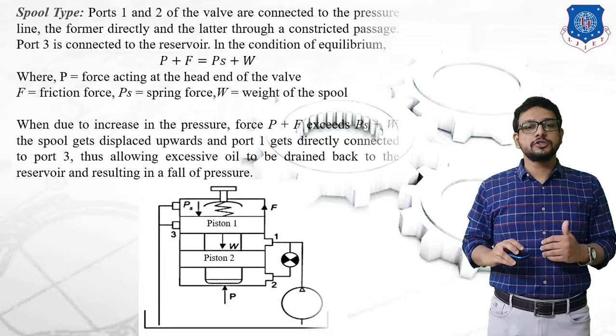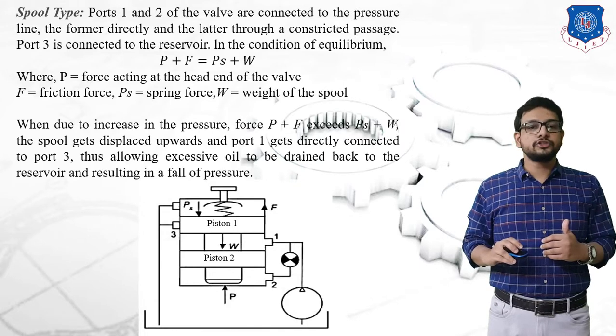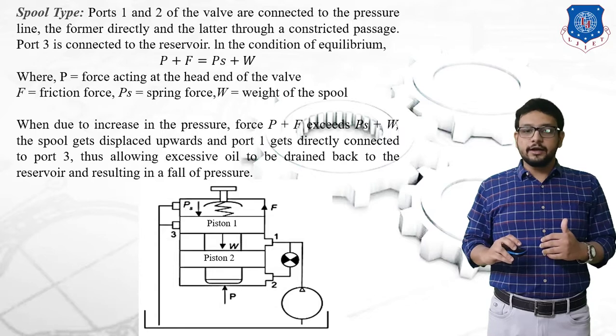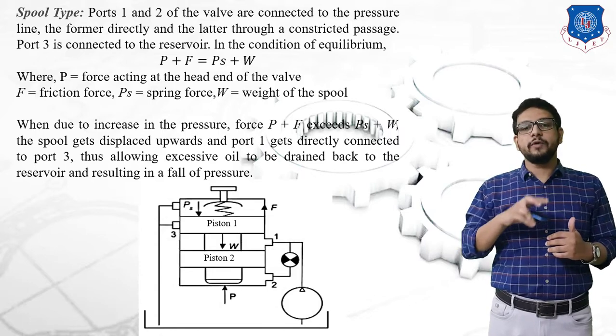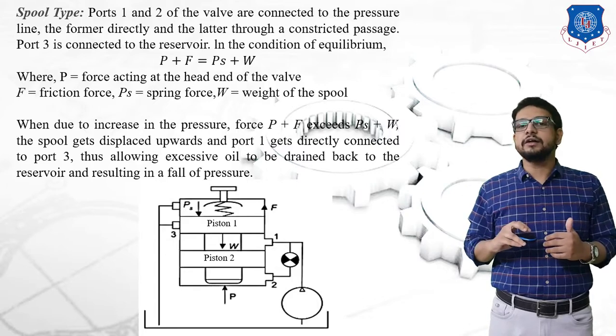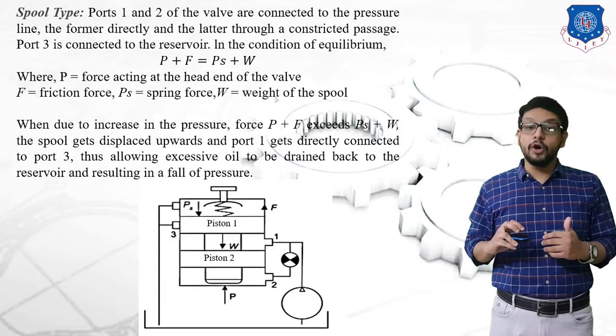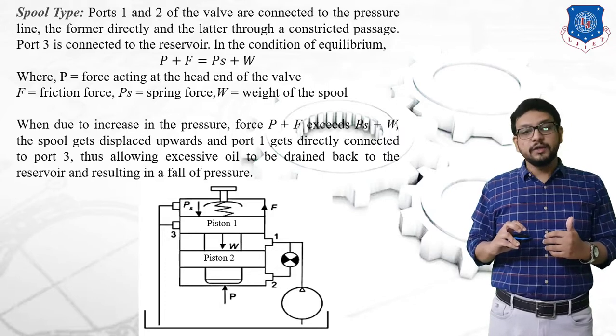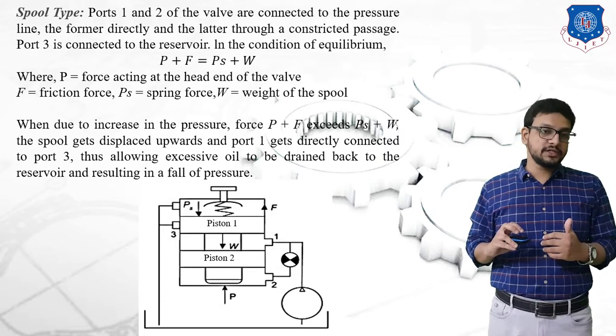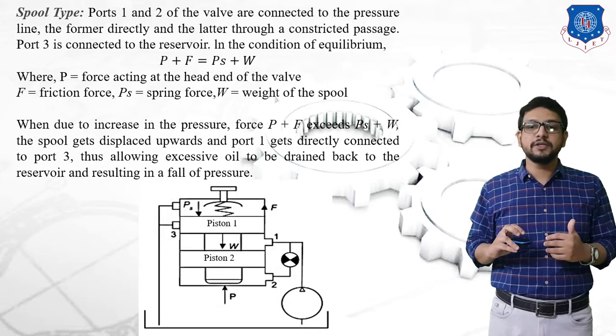So as you can see on your screen, the spool type valve is shown. The diagram is shown. Now let us first understand the diagram. In this diagram you can see a square shape at the bottom side, representing a reservoir which is filled with the oil. On the top side there is a piston cylinder arrangement. Within the cylinder there are two pistons which are connected by means of a piston rod.